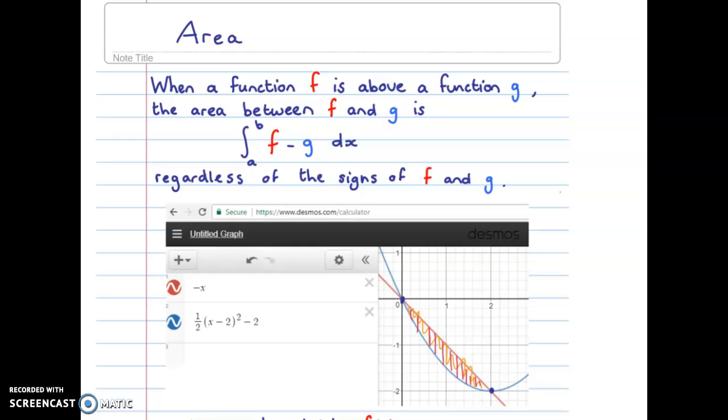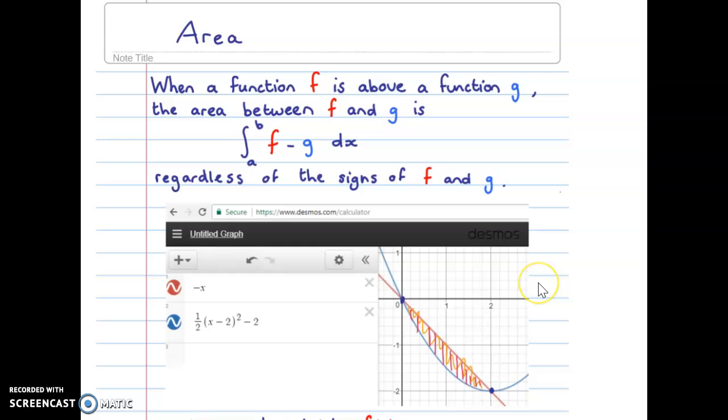So area is covered in section 5.1 of your textbook. You've also got a beautiful web assignment filled with lots of graphs. You're going to be helping yourself by sketching graphs. If you can't remember how to, use this lovely website, desmos.com.